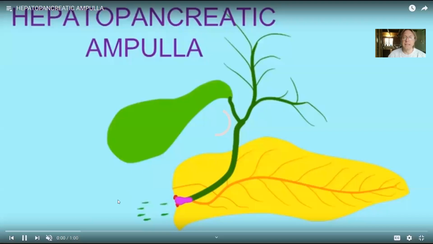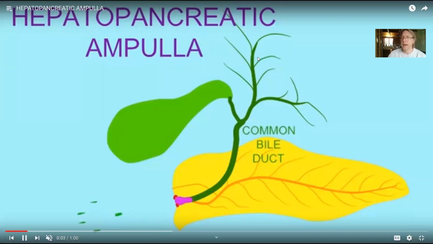Let me get back to bile, because bile is needed to emulsify the lipids in our diet. The liver makes bile, and then the bile canaliculi empty into what's called the hepatic ducts, into the common bile duct, which then goes into the small intestine.